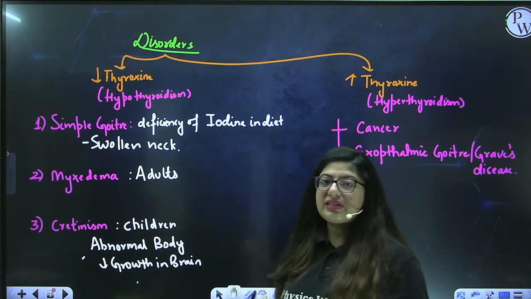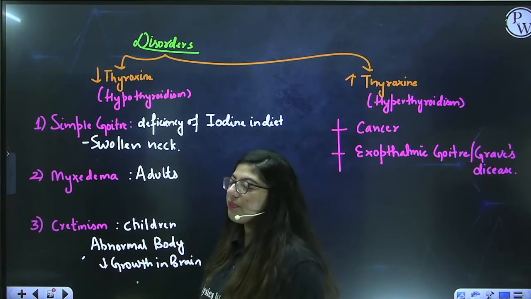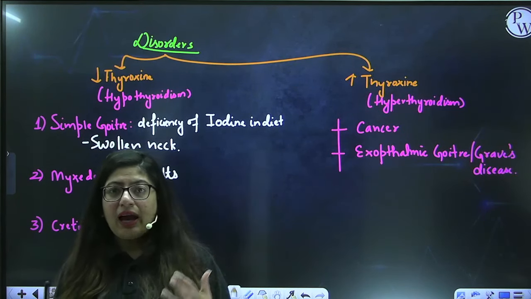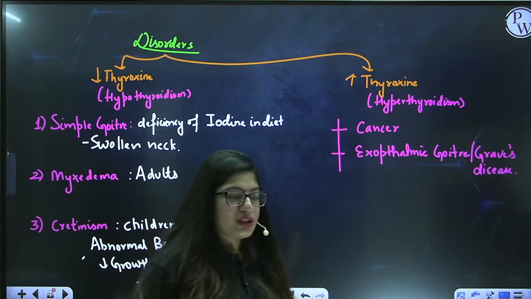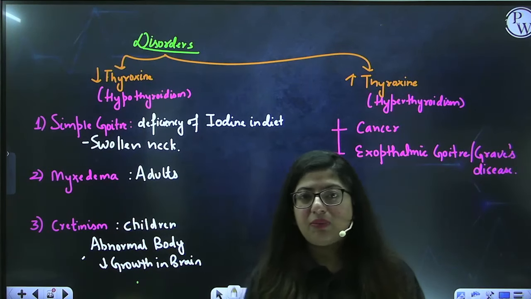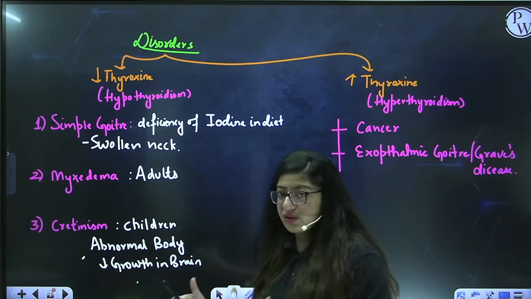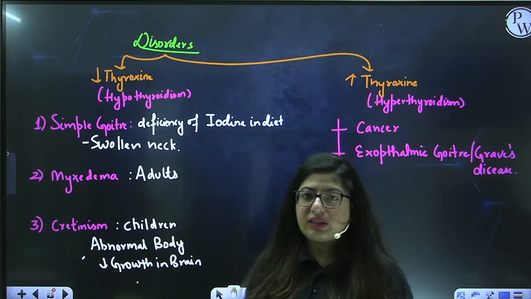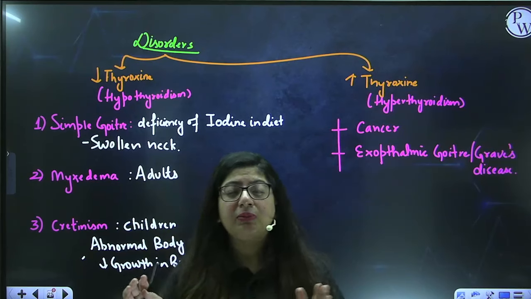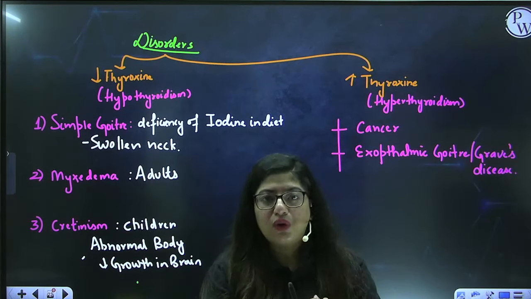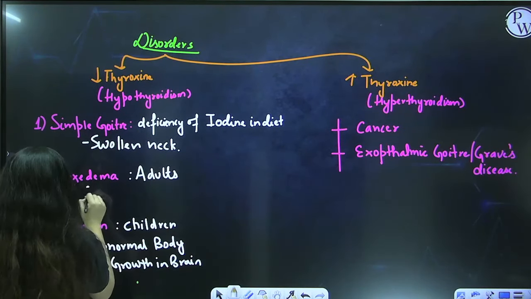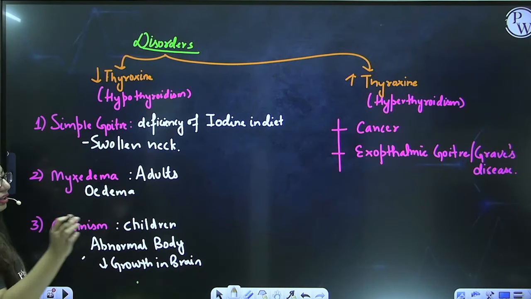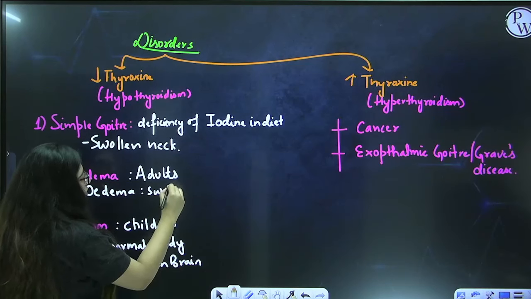In case of myxedema, which occurs in adults, what happens? It usually occurs more in females, and they have a swollen body, right? Why? Because, as I have told you, thyroxine also helps in maintaining electrolyte balance. If there is no thyroxine, electrolyte balance will not be maintained, and tissues will get swollen, right? So here the female faces edema. From there we got the word myxedema, that is, swollen tissues.